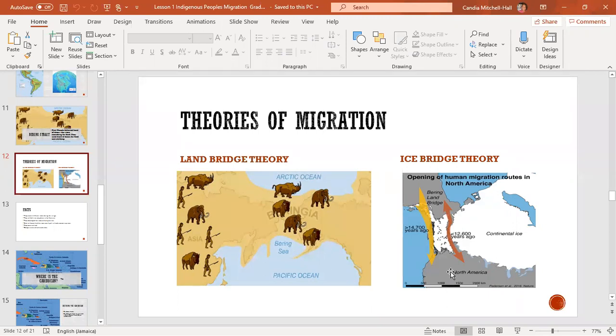The ice bridge theory says that the Bering Sea was frozen. So the ice bridge theory argues that the Bering Sea was frozen. So there are two different views.